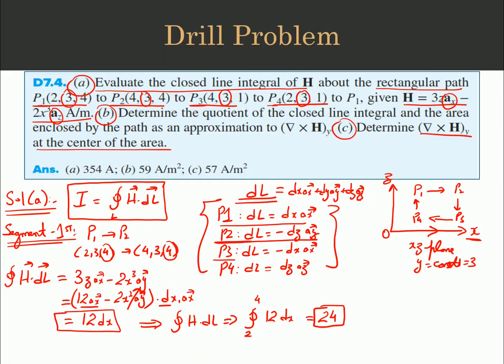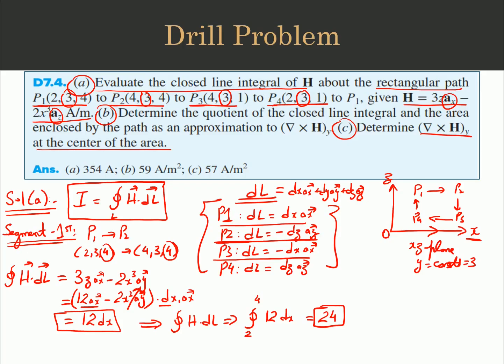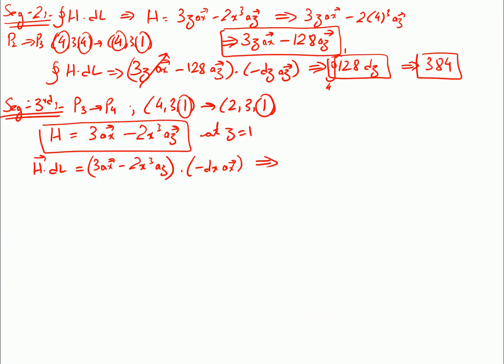of, for the third path, minus dx a_x. So it is going to be 3ax minus 2x cubed a_z multiplied with minus dx a_x. Let me check again. Minus dx a_x. So this portion will be 0. You will have a value of minus 3 dx, and then we can integrate it with respect to x, which is going to be from 4 to 2, because this is where we're going and this is the starting point, and the solution comes out to be 6. So I leave the solution of segment 4 for you.